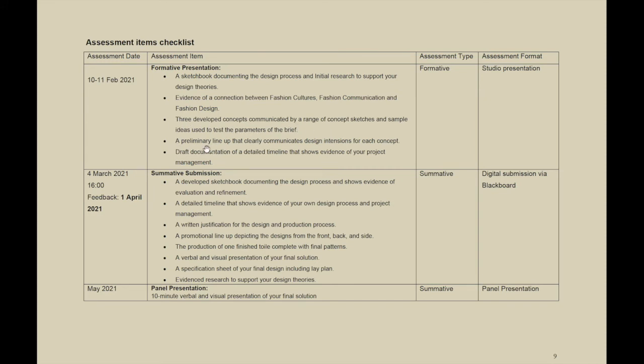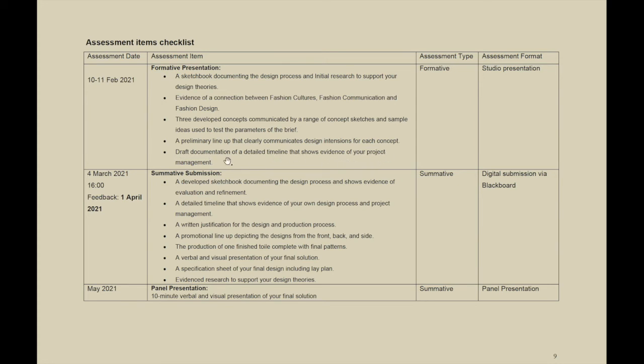A preliminary lineup that clearly communicates design intentions for each concept. Now, think about what happened last time you presented. So make sure that your layout works in a way that you can easily present the work, not having to swap pages back and forth, etc. Then draft documentation of a detailed timeline that shows evidence of your project management.